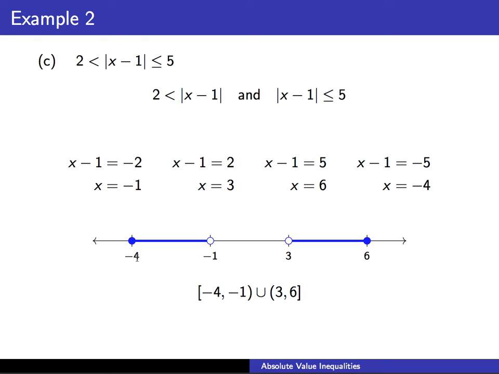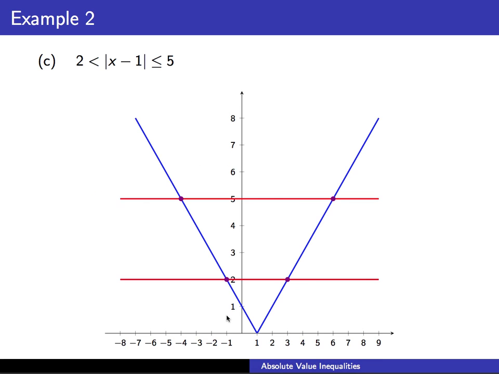In interval notation, we have between negative 4 and negative 1, where we're not including negative 1 but we are including negative 4, is bracket negative 4, comma, negative 1 with a parenthesis. Then we're going to unite that with 3 to 6, where we are not including the 3 but we are including the 6, is parenthesis 3, and then 6 with a bracket. So here's our final answer in interval notation.